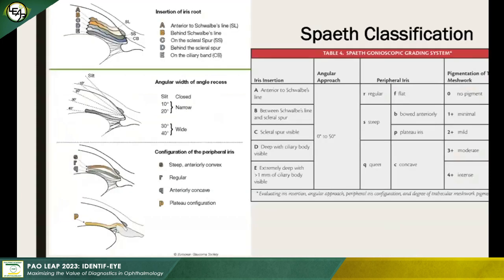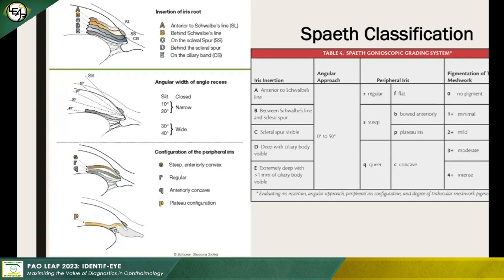Then the Spaeth gonioscopic grading system expands the system to include a description of the peripheral iris contour, the insertion of the iris root, and the effects of dynamic gonioscopy. So, for example, on your upper left, note the insertion of the iris root. There's a description for that. So you grade it A, B, C, D, or E, depending on where the peripheral iris inserts into the angle.